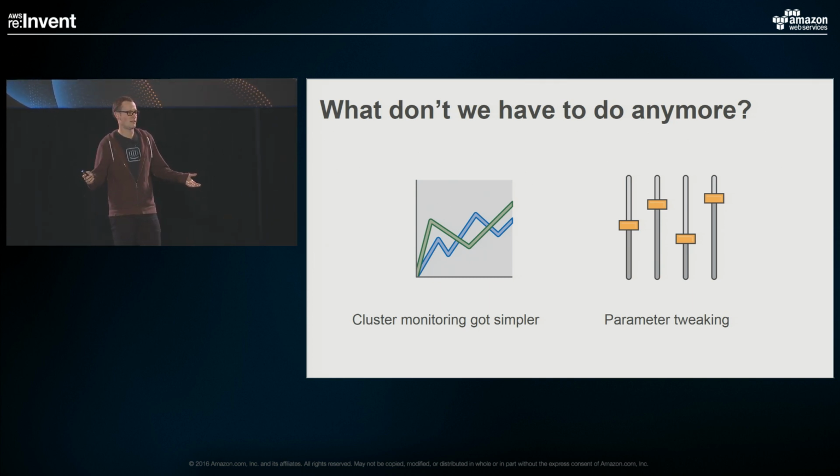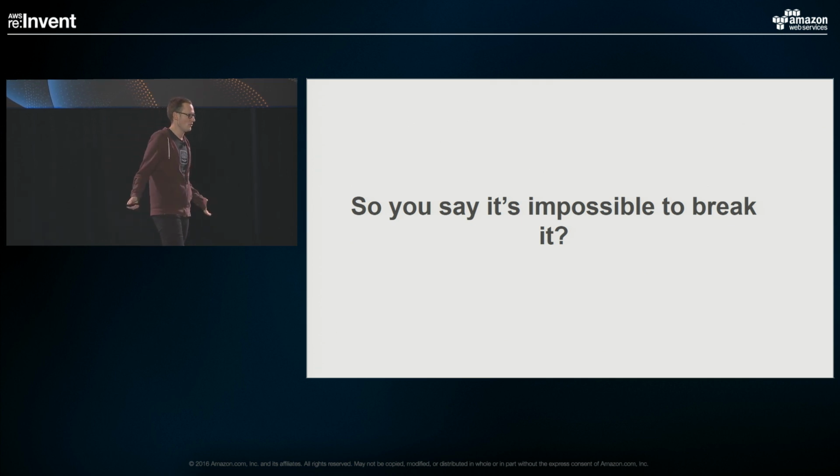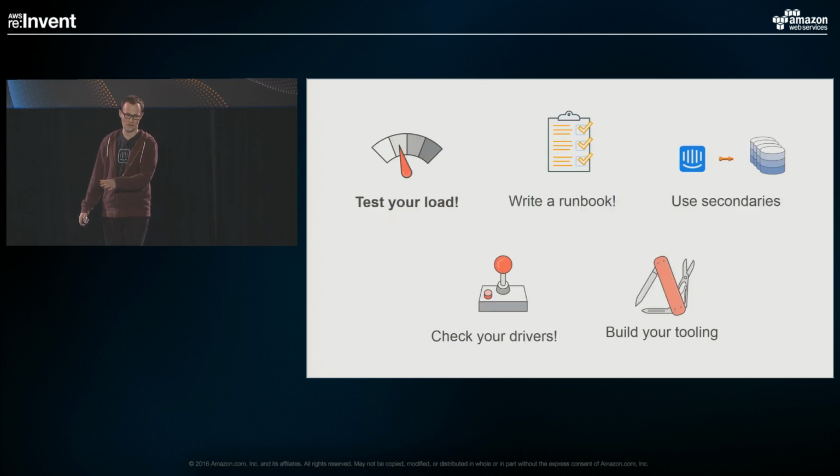So after all of that, you could say that it's impossible to break it, right? We have so many records, our load is pretty high, and of course it's possible to break it. It's software, that's first, and the second thing, it's a database. You can always break a database. So in order to make it less probable, really try to do all of these things. Try to test your load, try to write a runbook to have a seamless migration, try to use secondaries. You'll have far more features that will be enabled to use secondaries than you had before. Check your drivers, because that's what talks with your database. And at the end, build your tooling to protect yourself from yourself.